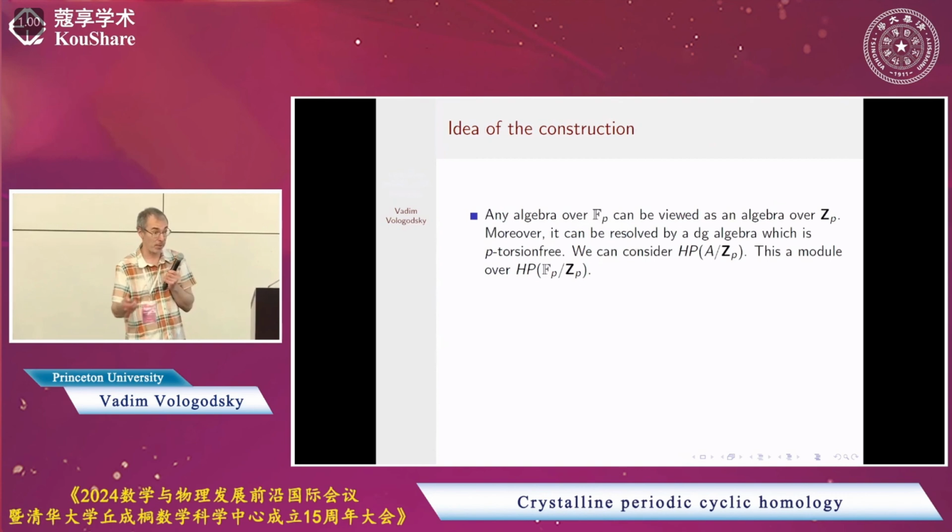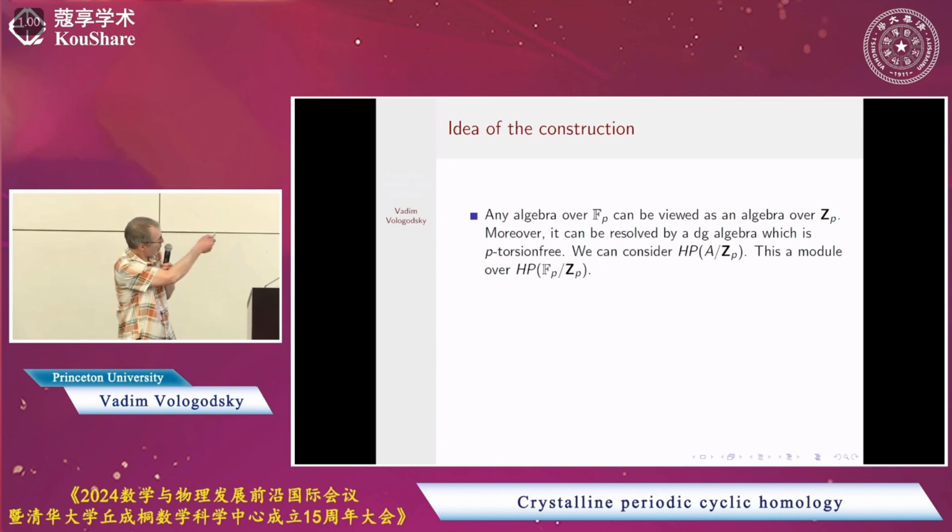If you have any algebra over a field of p elements, you can consider it as an algebra over Z, over p-adic integers. And then you can look at its periodic cyclic homology. It looks completely stupid, right? Because periodic cyclic homology is formed by tensor powers of your algebra. And if you have a vector space over Fp, then it doesn't matter whether you take the tensor product over Z or over Fp, you get the same result.